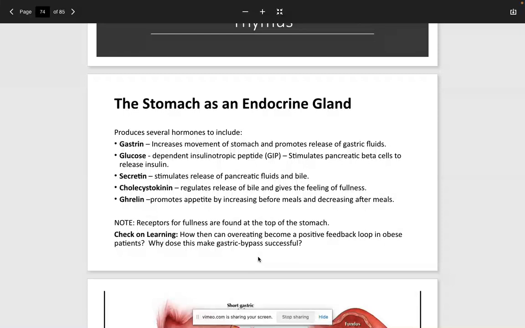Check on learning. Receptors for fullness are found on the top of the stomach. How then can overeating become a positive feedback loop in obese patients? How does this make gastric bypass successful? Well, we know that gastric bypass is successful because if you take out those receptors present within the stomach, then what? You're not going to be as hungry, right? This is going to prevent ghrelin from increasing the appetite before the meal.